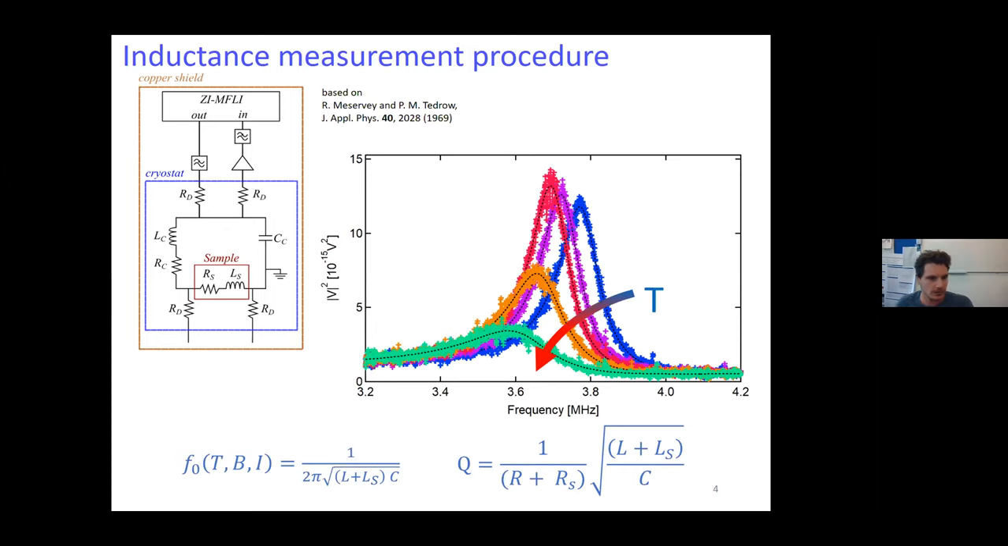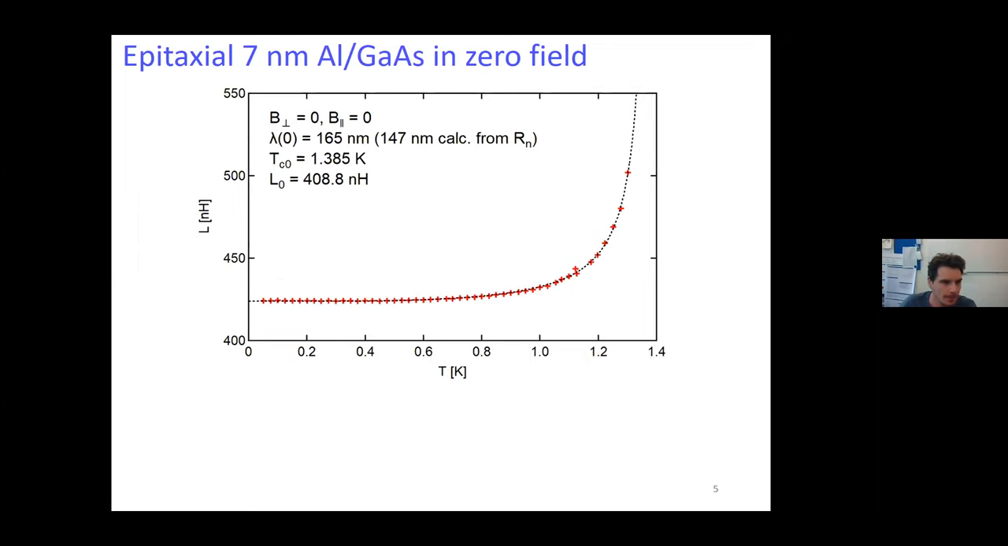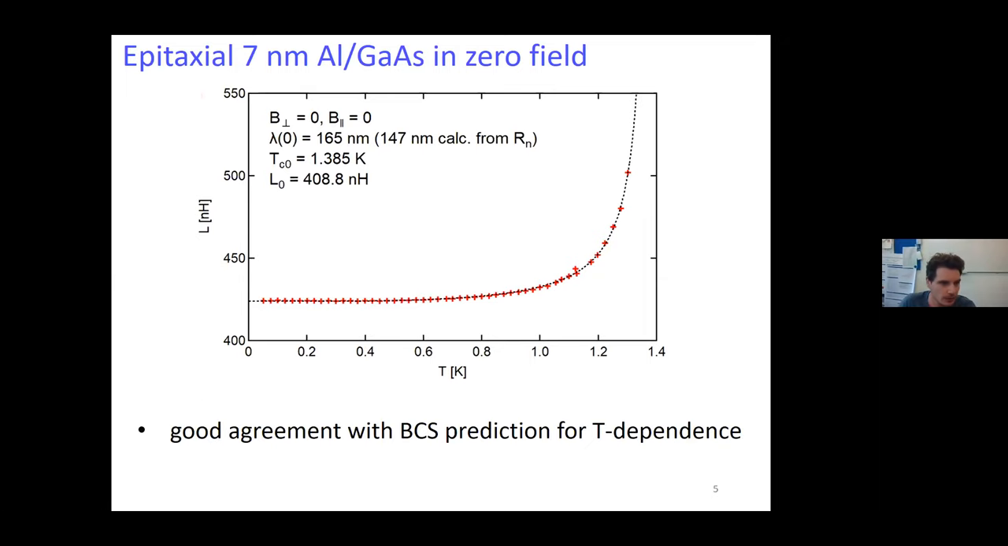So before we go to the more complicated heterostructure, we wanted to see how a standard S-wave superconductor would behave. So we cooled down a 7 nanometer thick aluminum film that was grown only on a gallium arsenide substrate without a 2DEG, but with the same geometry. We measured the inductance versus the temperature, and we saw that we indeed see a good agreement with BCS prediction.